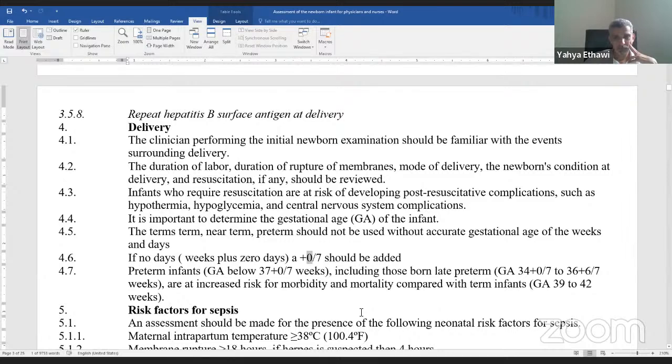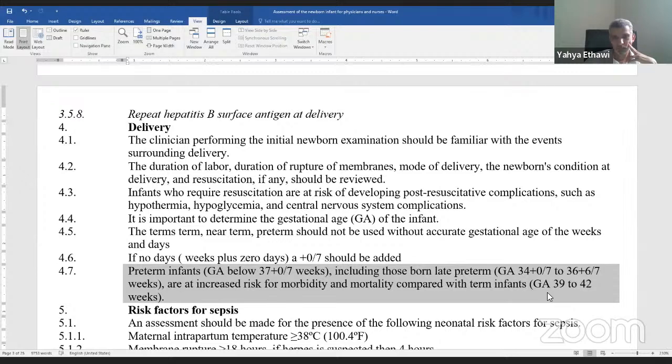And remember that there is increased risk of morbidity and mortality in preterm babies, but also increased risk of morbidity and mortality for babies delivered before 39 and after 42 weeks. The best time, with fewer complications, is between 39 and 42.